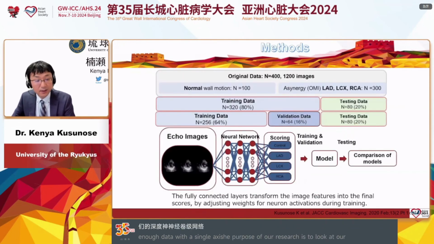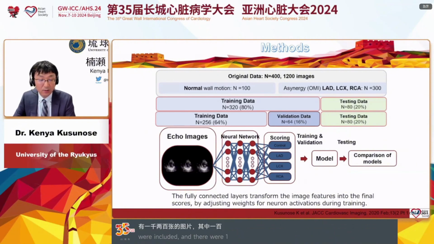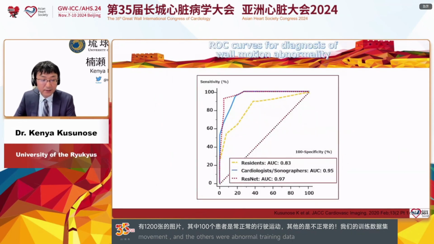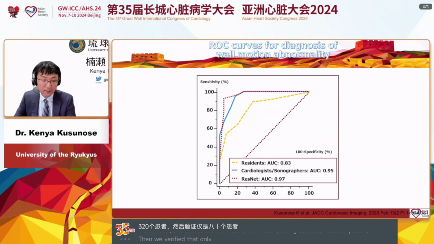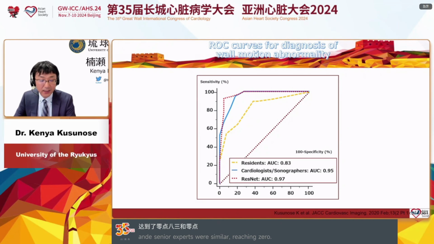A total of 300 patients with a history of myocardial infarction were enrolled. In this study, 100 each had infarctions of the LAD, LCX, and RCA, and 100 age-matched control patients were included. For the detection of the presence of regional wall motion abnormalities, the AUC of the deep learning algorithm was similar to that of an experienced cardiologist or sonographer, 0.97 vs 0.95. The AUC of AI was significantly higher than the AUC of resident physicians, 0.97 vs 0.83.